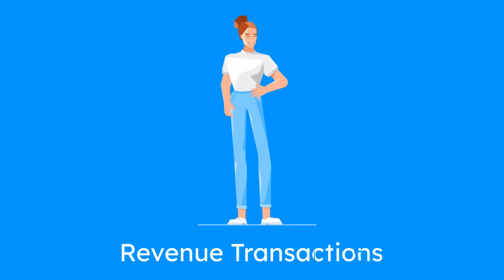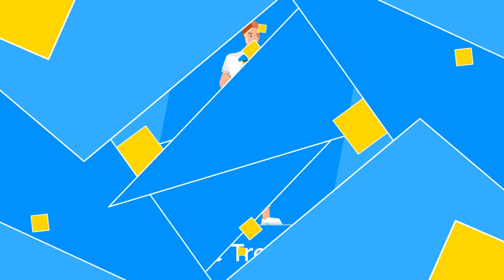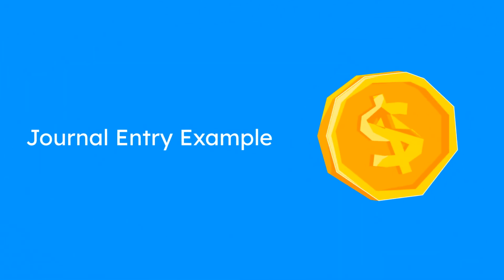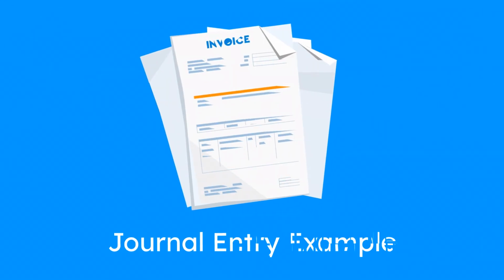Explanation: If a business earns $5,000 from sales, the entry would be debit accounts receivable or cash $5,000, increase in assets. Credit sales revenue $5,000, increase in revenue.